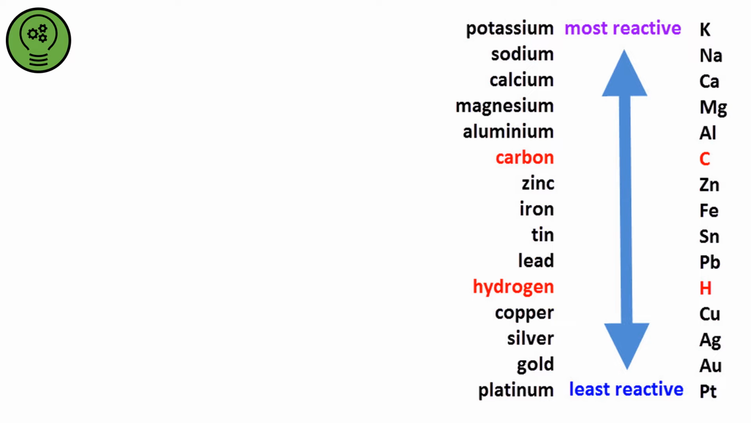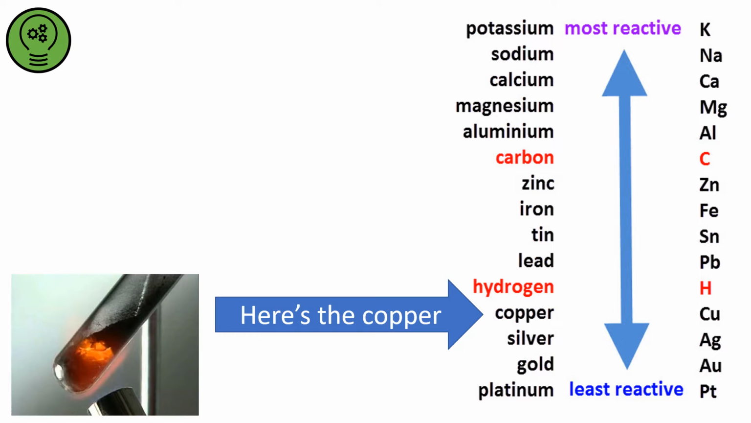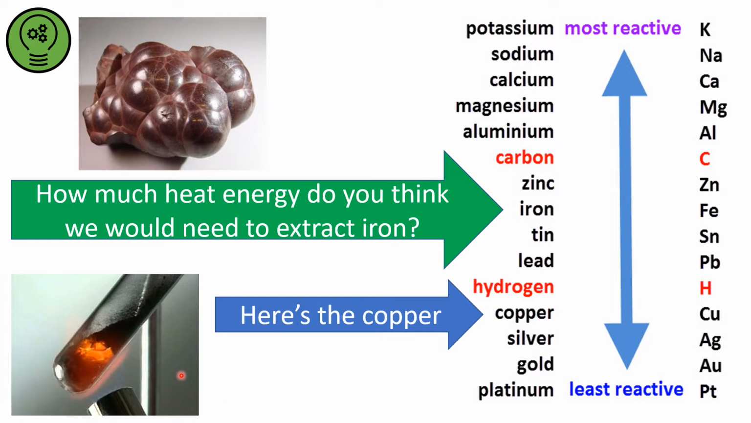So in our previous lesson we looked at copper and we looked at separating copper using carbon, which is up here in a displacement reaction, and we could do this in the lab because it required relatively little energy. So my question is, what about the heat energy needed to extract iron? Do you think we could do this in the lab?